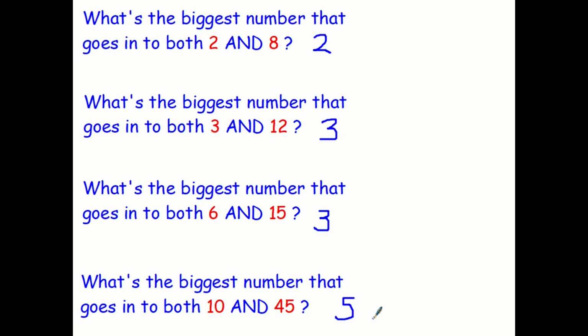Now, why have I looked at these questions? Well, the number that we have given in each instance is called the highest common factor. So it's the highest, which means it's the biggest number that goes into both those numbers. It's common, so it's common to both, in this case, 10 and 45. 5 is the highest common factor of both 10 and 45. And a factor is a number that divides exactly into another with no remainder. So it's called the highest common factor.